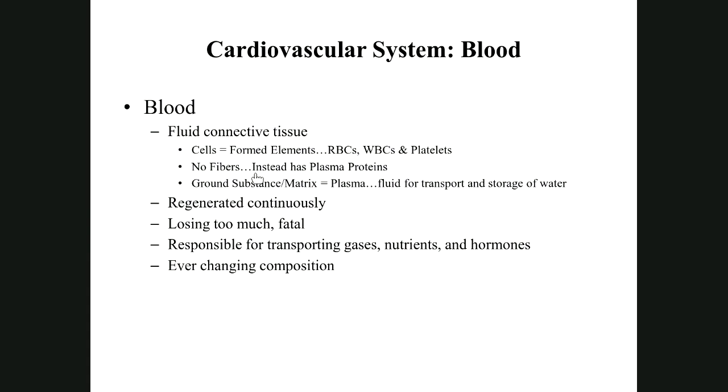Now, again, we've got cells and we've got plasma proteins, but surrounding that, we need the ground substance, and that's going to be the fluid, which is plasma. Now, plasma is primarily water. A little bit more than half of your blood is plasma, and about 95% of that plasma is water. So somewhere around half of your blood is actually just water.